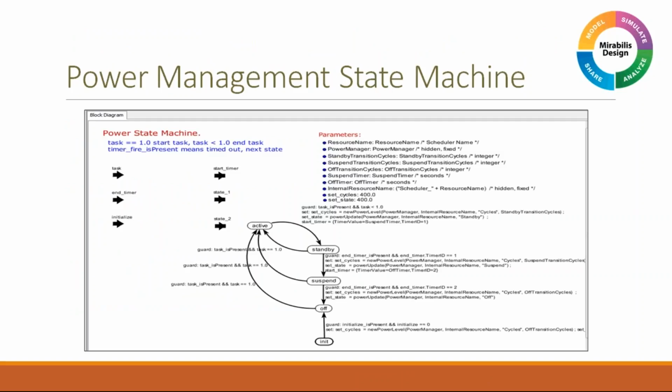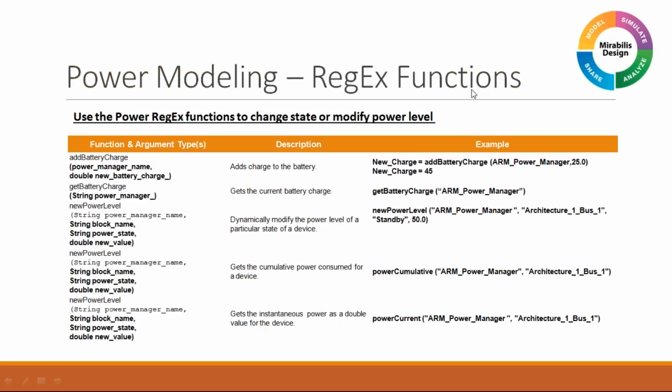So to be able to customize your power consumption models, we provide two ways to do it. One is to model your power state machine itself. You can define transition-related details for a particular model or a particular block using these finite state machines with a set of guard expressions and things like that.